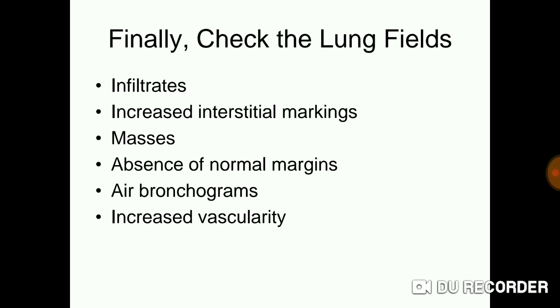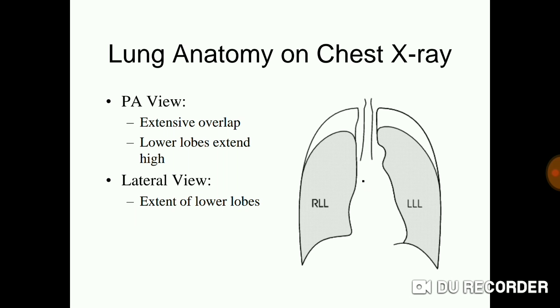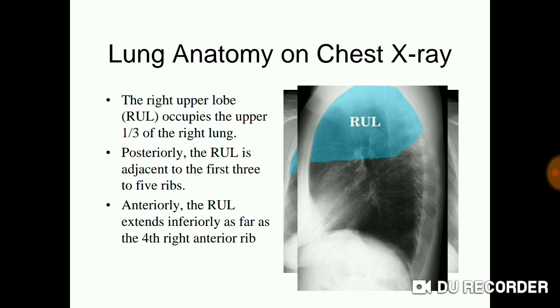We will check the lung fields for infiltrates, increased interstitial markings, masses, absence of normal margins, air bronchograms, and increased vascularity. Lung anatomy on chest X-ray. Posterior anterior view: extensive overlap, lower lobes extend high. Lateral view: extent of lower lobes.